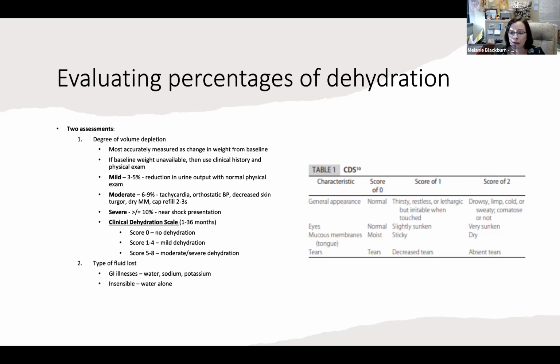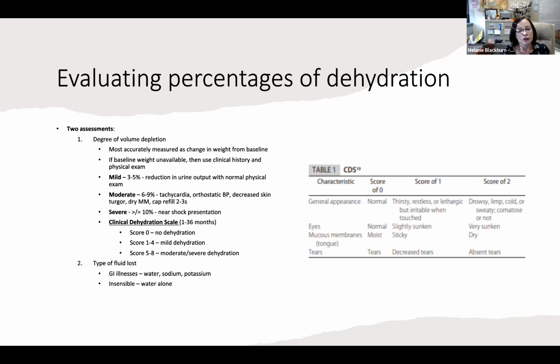And so you can use different things that you see on your physical exam and give them a score and then place them in a category. So if they score none of those points, that means they're not dehydrated. If they score 1 to 4 of those points, they fit the mild category. And then 5 to 8 is either moderate or severe. You should be able to see severe dehydration pretty readily, but it will help you with the mild to moderate ones that might be a little more difficult. So that's another tool that you can use.